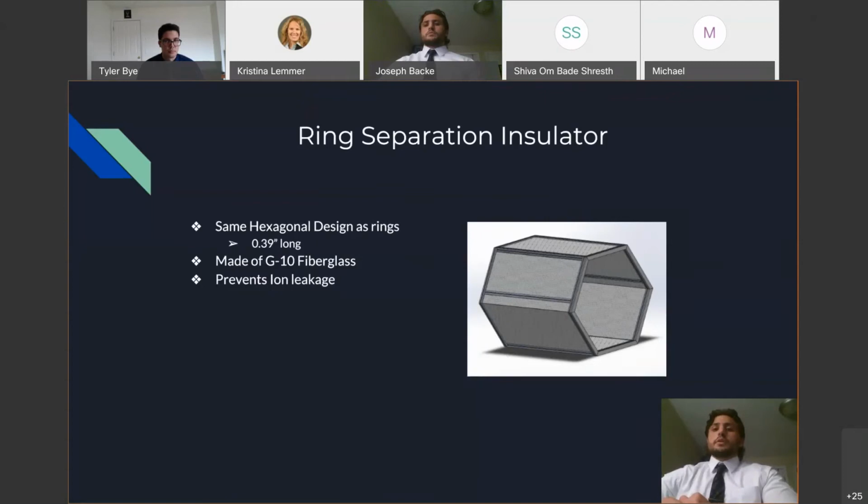D10 fiberglass material selection provides ample insulation between the rings and avoids any gaps, to prevent leakage of escaping charged particles from the cage system. These ring separation insulators are found between rings 1 and 2 and between ring 2 and the beam dump.